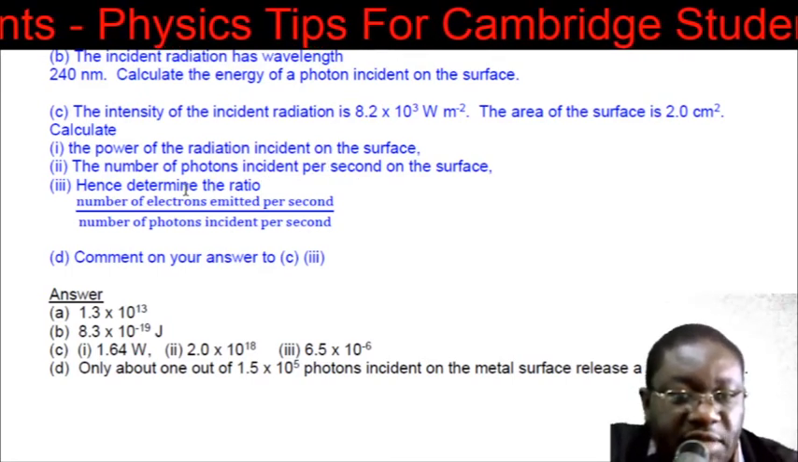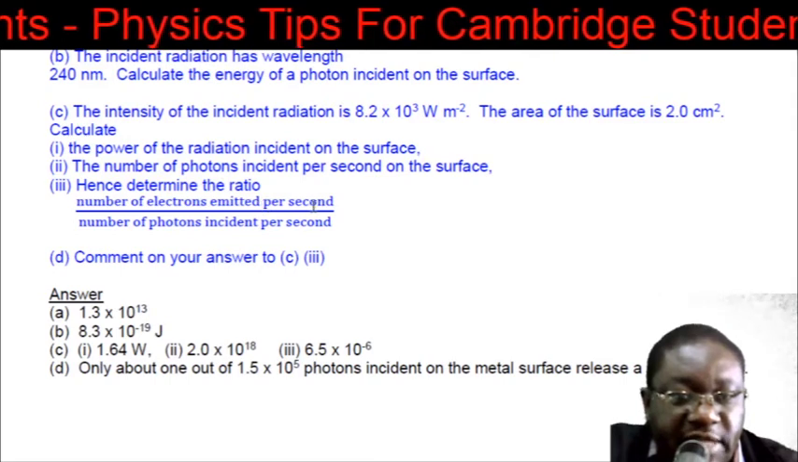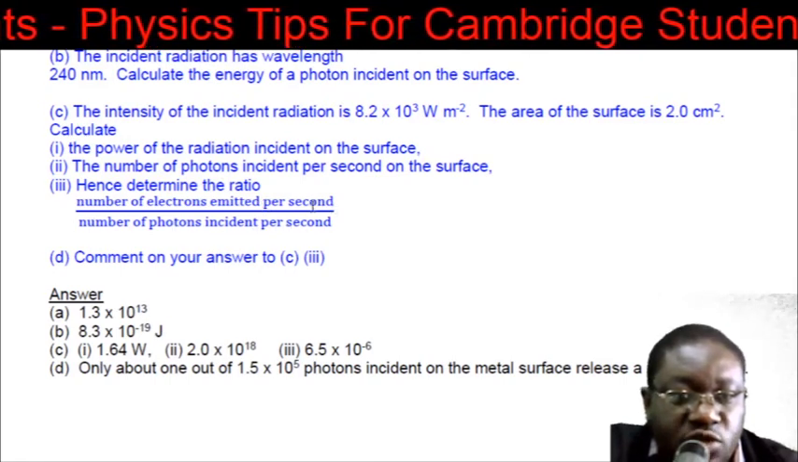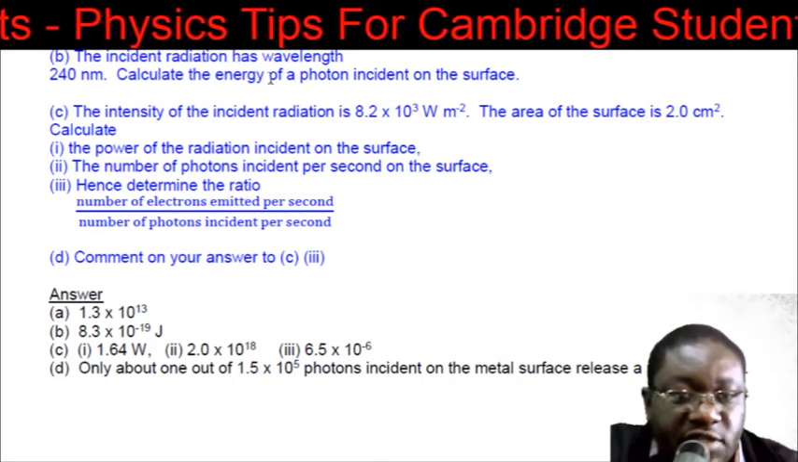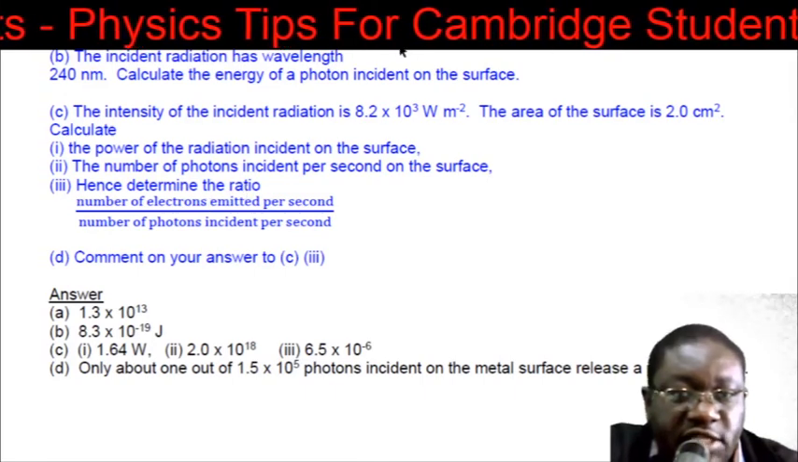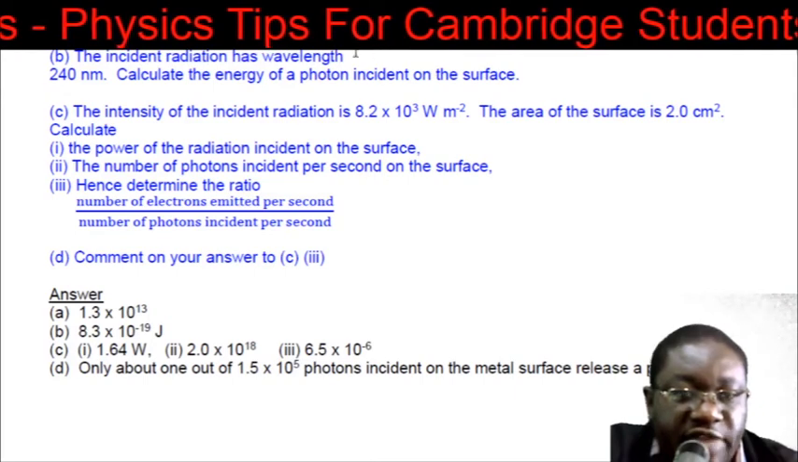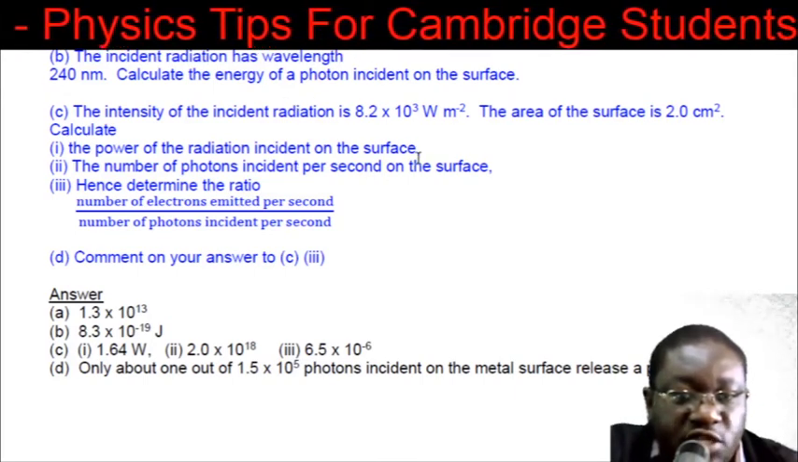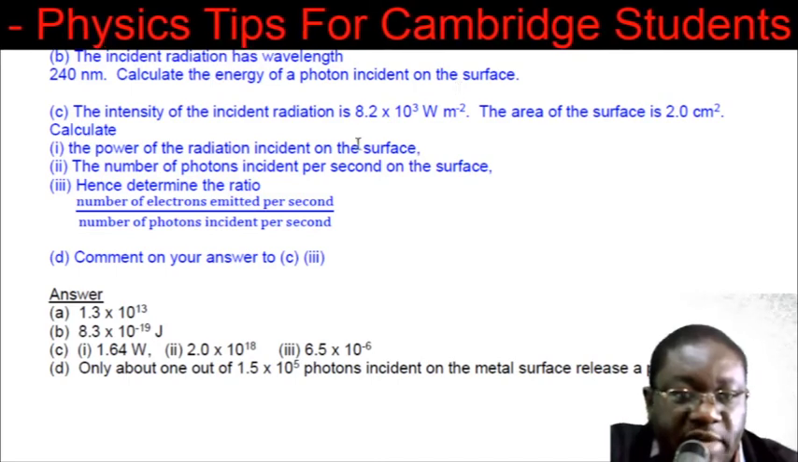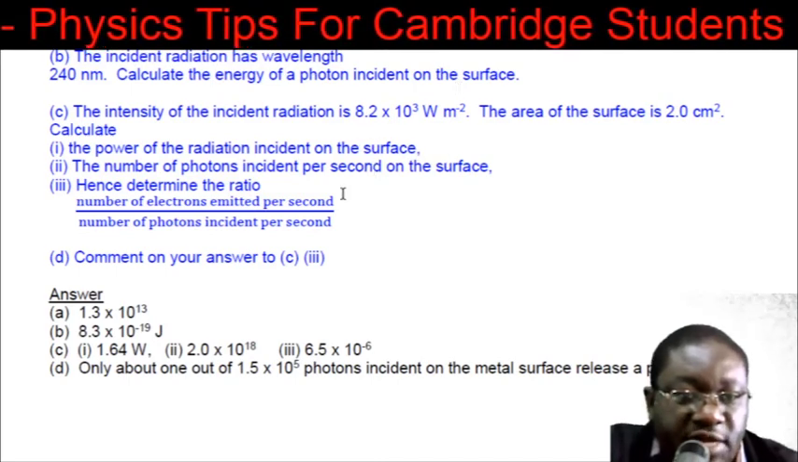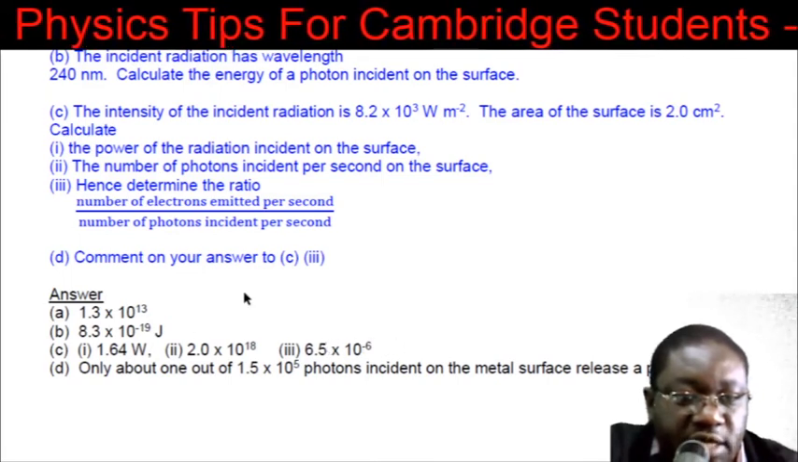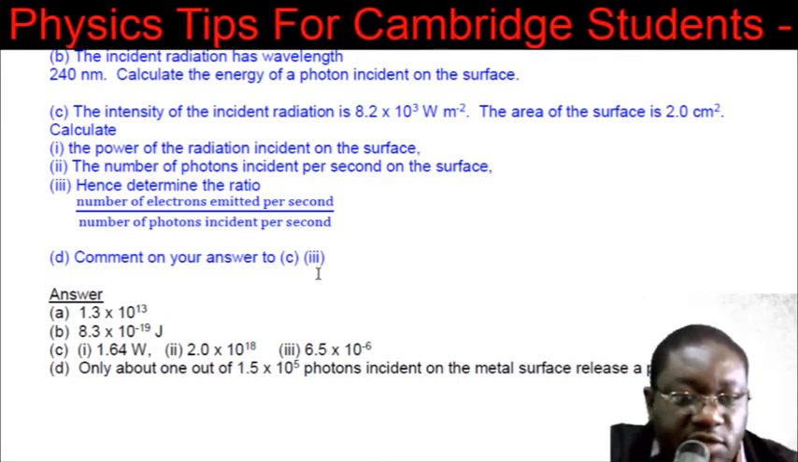Then hence determine the ratio: number of electrons emitted per second over the number of photons incident per second. So you're now saying the number of electrons emitted per second is what you calculated in part A, and then you divide that by the number of photons that you got here in C2. So part A divided by C2, you should be able to get that value, 6.5 times 10 to the power of minus 6. Then it says comment on your answer to C3.